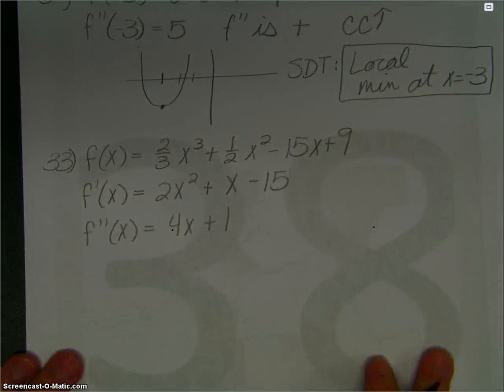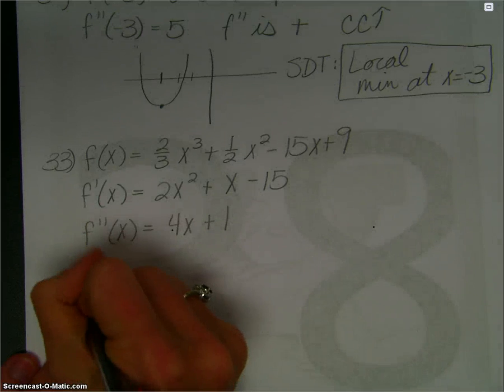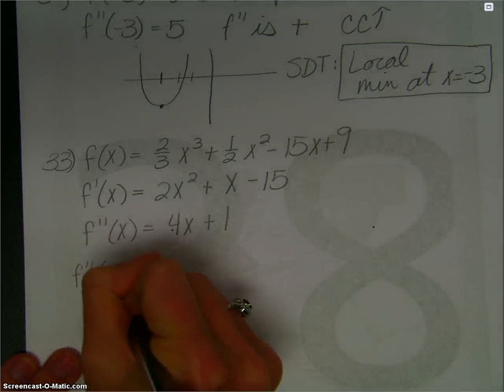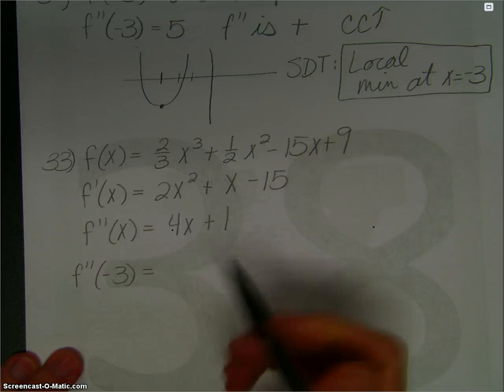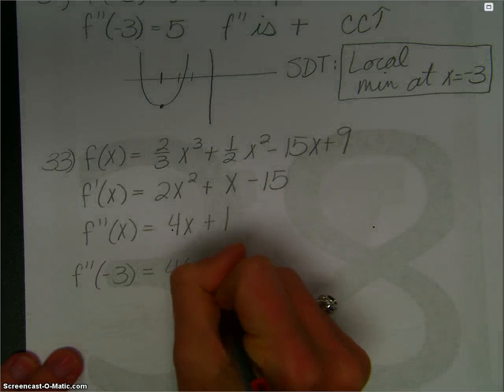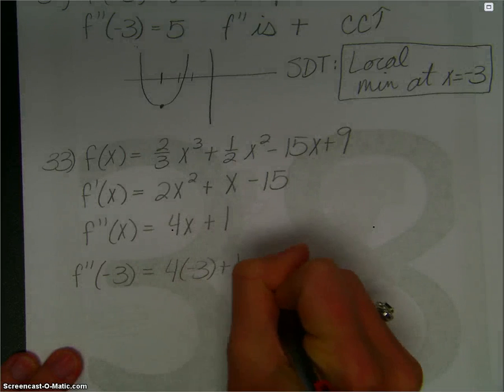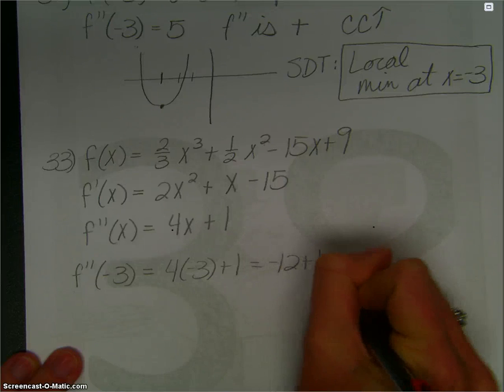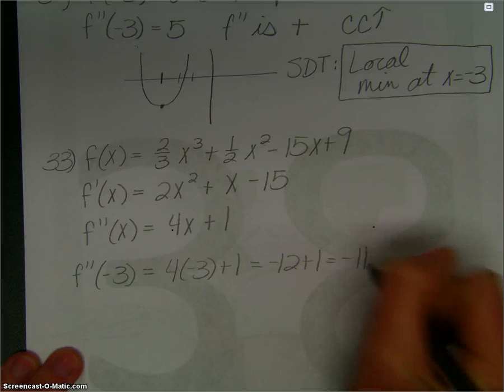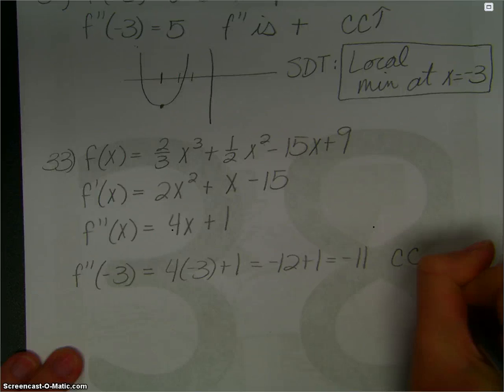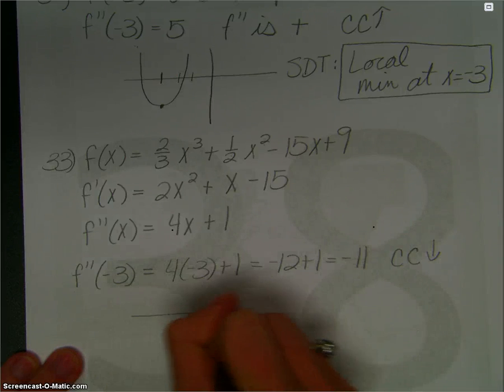Okay, so first I want to know what f double prime is at -3. So they're asking me, what does the second derivative tell us about where x is equal to -3? So let's find out what that is. 4 times -3 plus 1 is going to give me -12 plus 1, which is -11. All right, so at x equals -3, I have a second derivative that is negative, which means that my graph is going to be concave down. And let's draw a little graph of this.